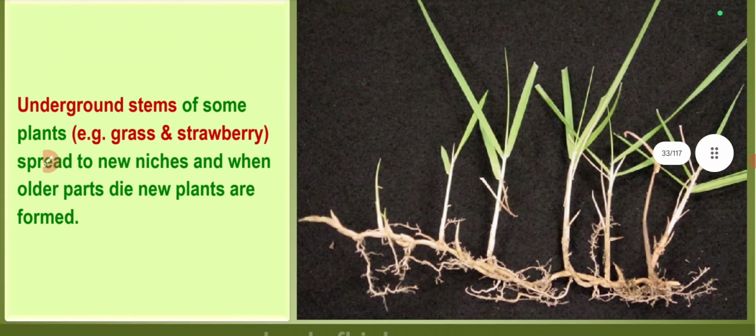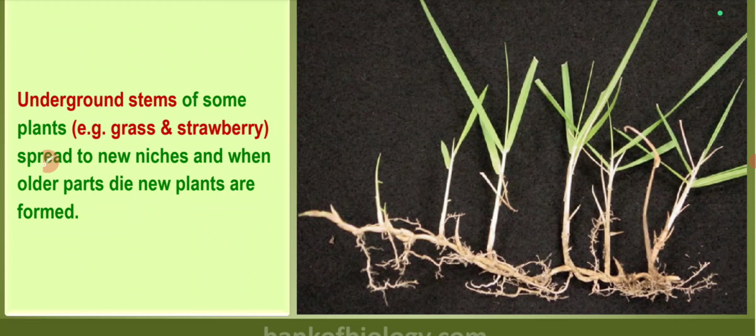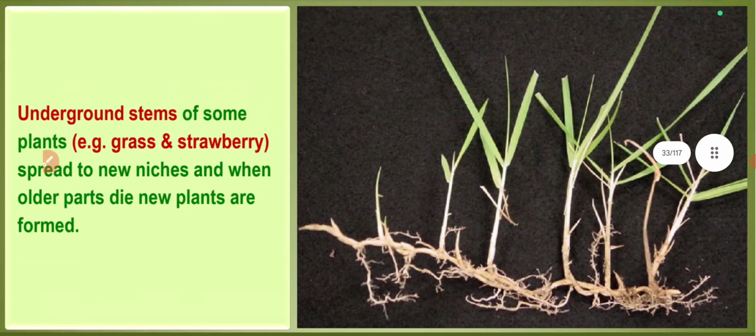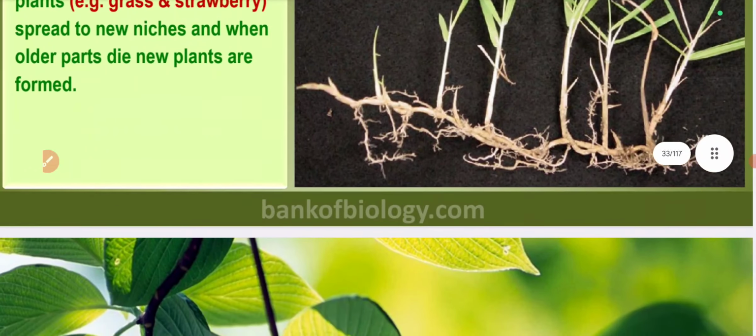Next, modification of the stem. Underground stems of some plants, for example grass and strawberry, spread to new niches when older parts die and new plants are formed. As you can see in the diagram, they spread to the new niches. Niche means the role an organism plays in its ecosystem. So they spread to new niches, and when older parts die, new plants are formed. So it is also a modification of the stem.